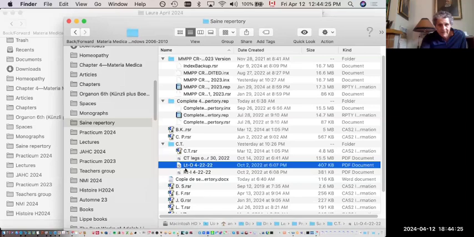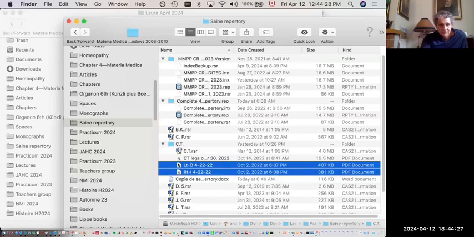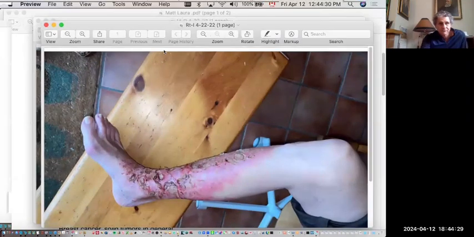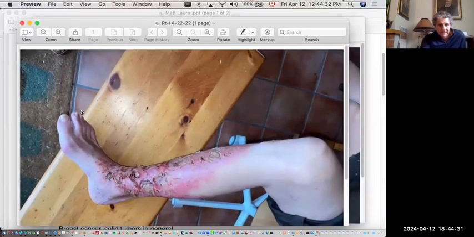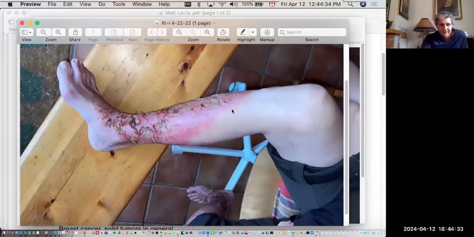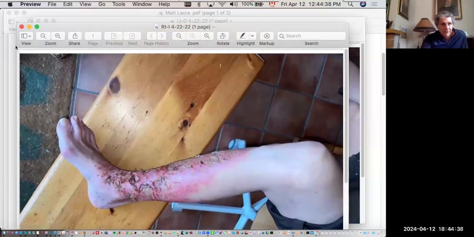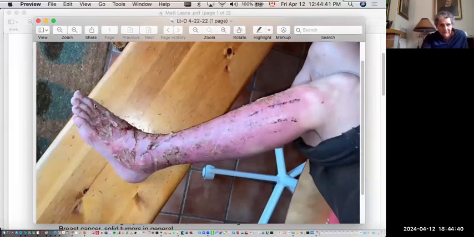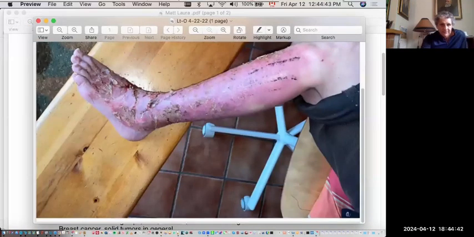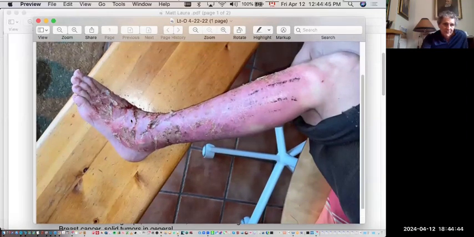So this would be just before she got the remedy. This would be the right leg, which was the less severe leg. You see the erysipelas. And the worst leg would be the left leg. You can see how bad it is. At times it would be even worse than that. So very severe, very, very itchy. And you see this is because she scratched.